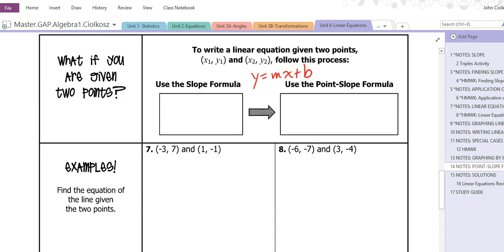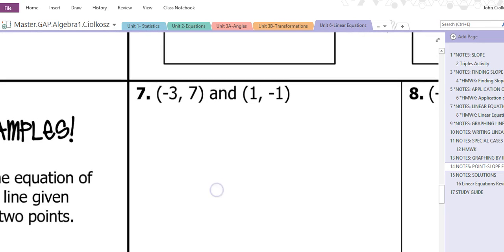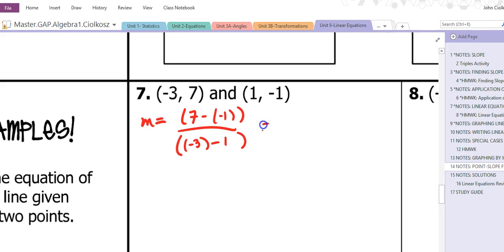So, first thing we're going to do here for 7a is we're going to find the slope. Here we're not told what the slope is. So we know to write y equals mx plus b, we need the slope. So step 1, we're going to find our slope. Just like before, it's y1 minus y2, so 7 minus negative 1, over x1 minus x2. Again, giving my negatives their own set of parentheses. Here, we'll find our slope is negative 2, or negative 2 over 1.